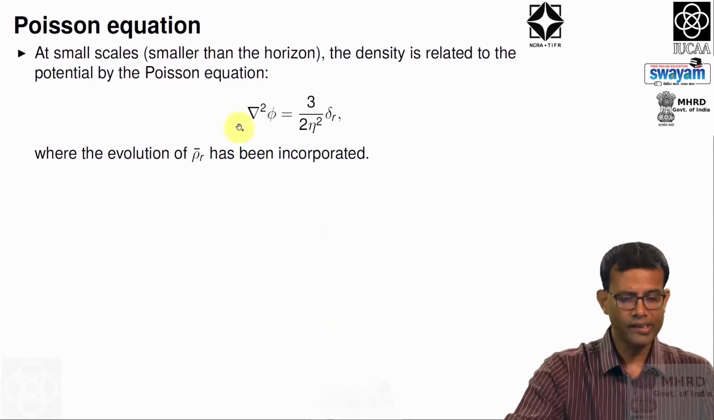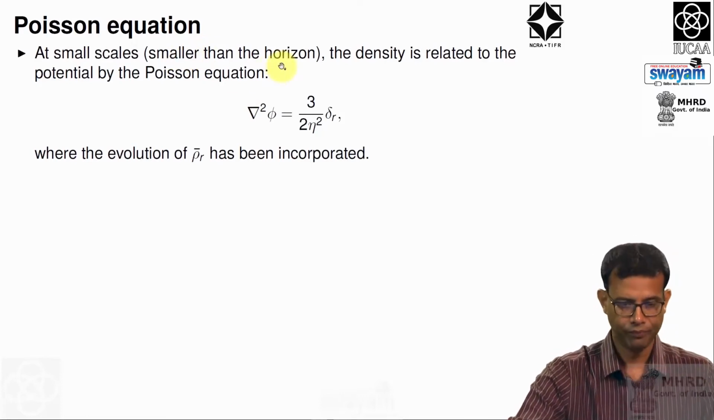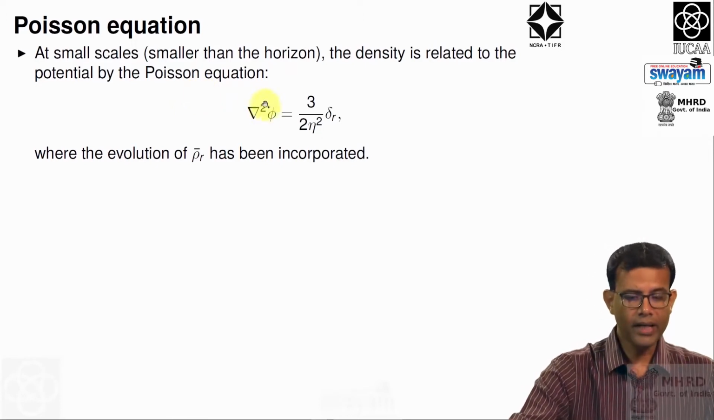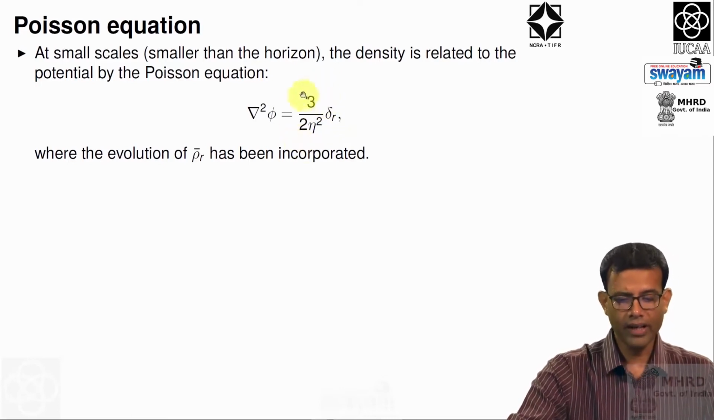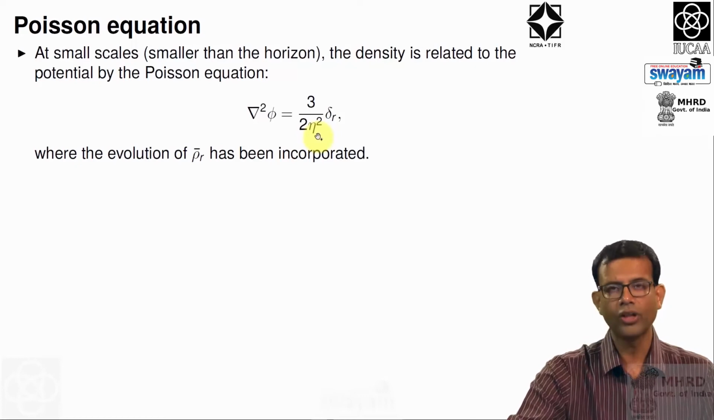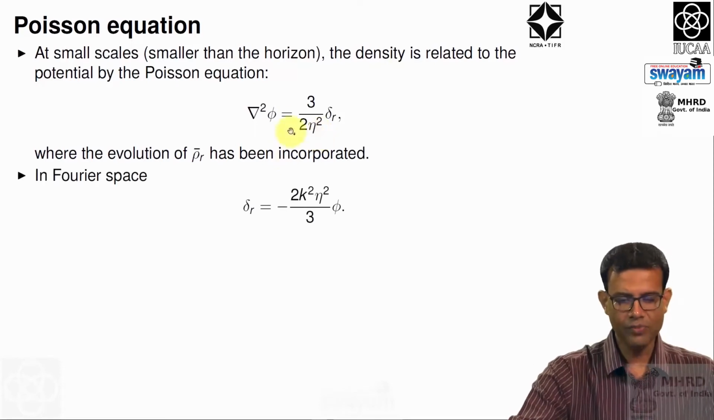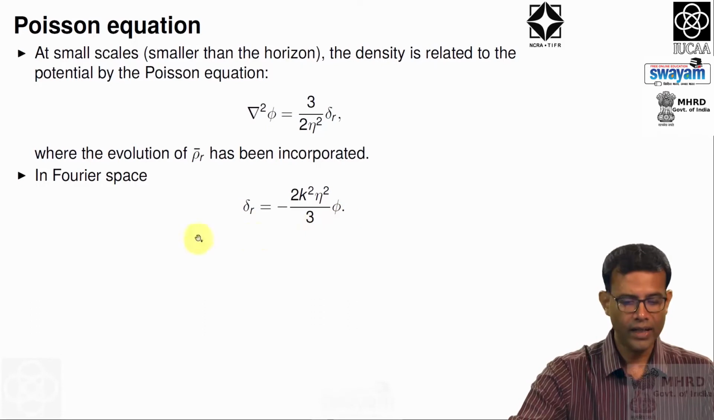If, for example, you are interested in small scales, when I say small scales, they are much smaller than the horizon, let us say. You can show that the density is related to the gravitational potential by the conventional Poisson equation, that is nothing but del square of phi being driven by the density contrast delta r, and whatever is sitting outside comes from the evolution of the background solution, how the background density evolves. In Fourier space, this becomes much simpler because the derivative del square is replaced by appropriate k square, and you can show that delta r and phi in Fourier space are related by this equation.